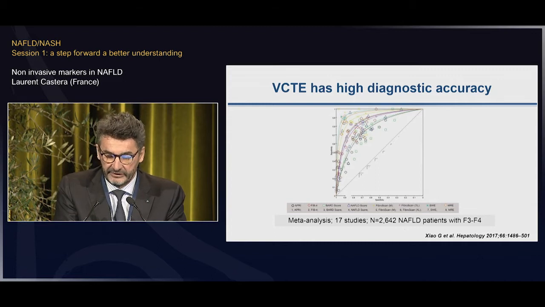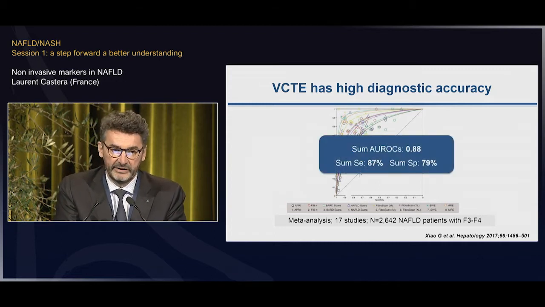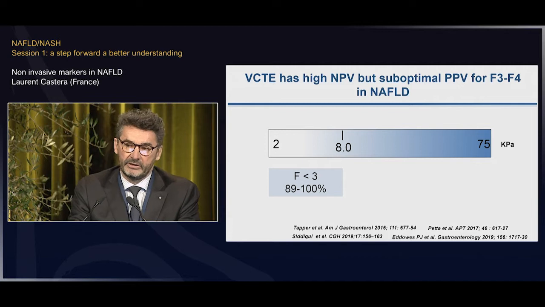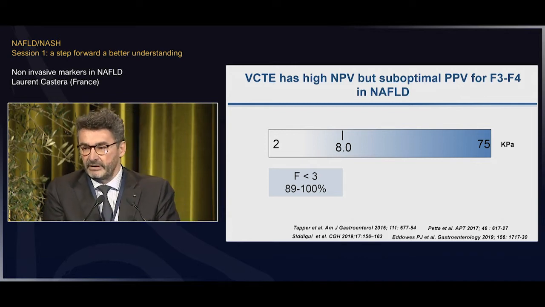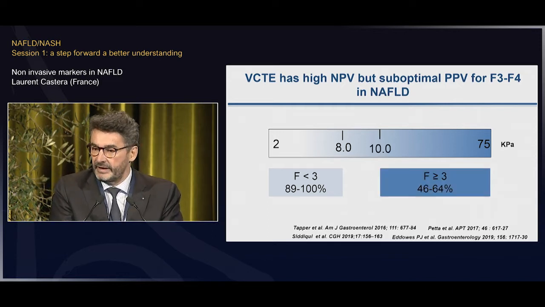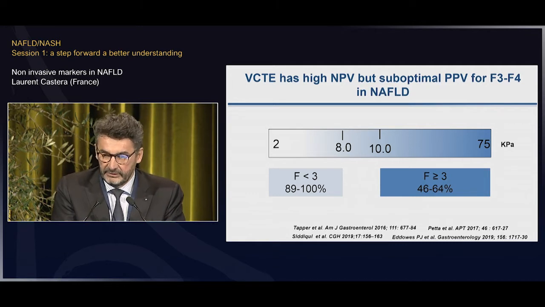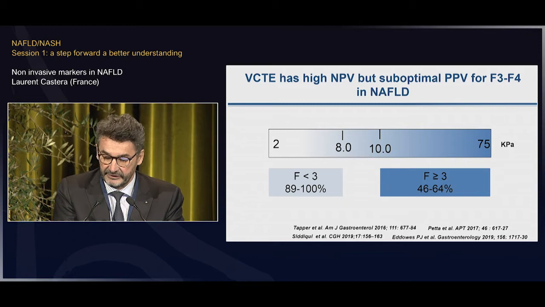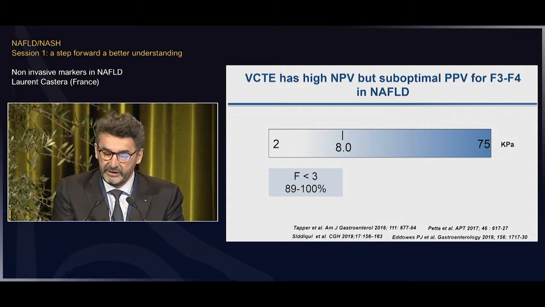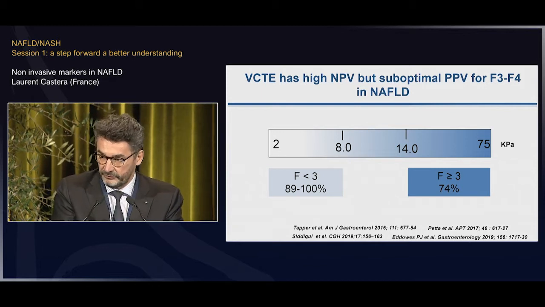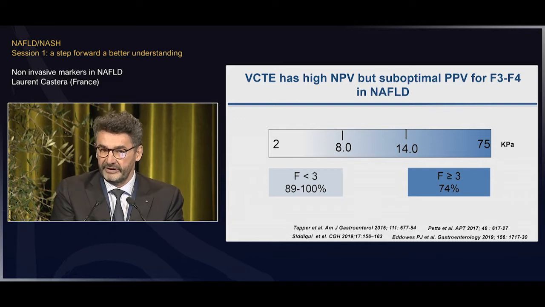Also, it has high diagnostic accuracy, again in a large meta-analysis from China. But look in practice, which cutoff are you going to use? If you're using 8 kilopascal, again, the negative predictive value for advanced fibrosis is very high, but above 10 kilopascal, it's a bit disappointing. Positive predictive value is not very high. So there are a lot of false positives, which was not the case, for instance, in viral hepatitis, where it's been mostly validated. Let's say you increase the cutoff to 14, 15: still the positive predictive value is far from perfect. A lot of false positives. So you have to be aware of this.